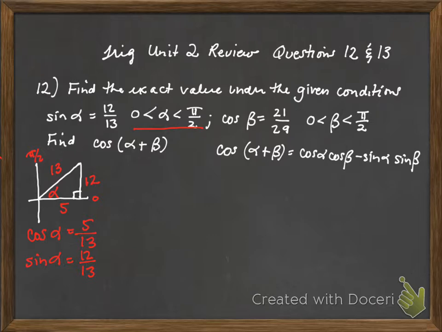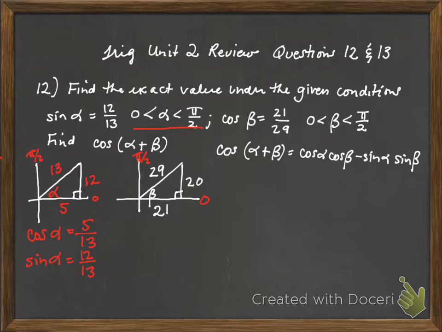I also have to worry about beta. Beta is also in quadrant 1, and the reason I know that is because the stipulation says it's an angle between 0 and pi over 2. So if I draw in this triangle, I'm going to put beta here. I'm given cosine. Cosine is adjacent, which is 21, over the hypotenuse, which is 29. If I use the Pythagorean theorem, I'm going to find that the missing side is 20.